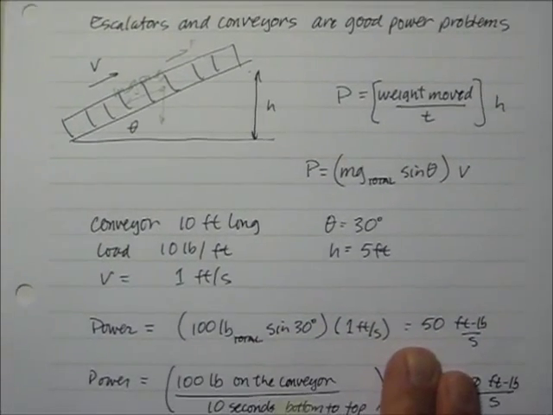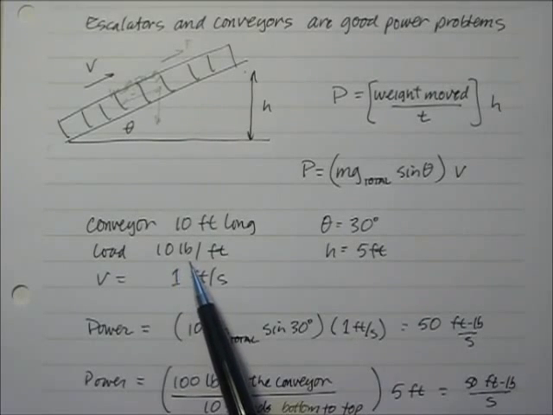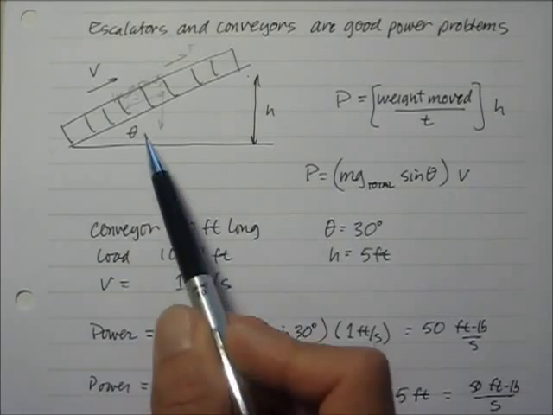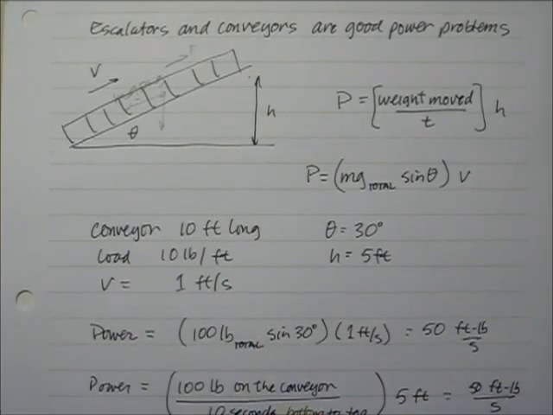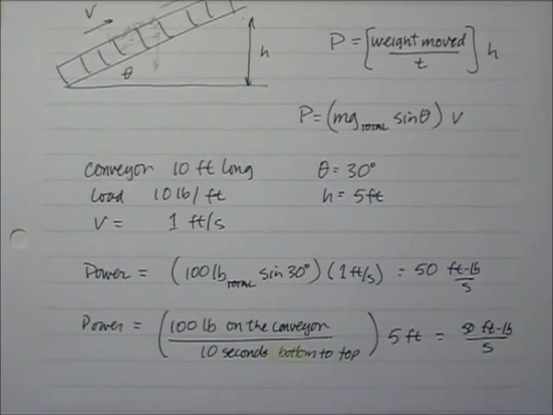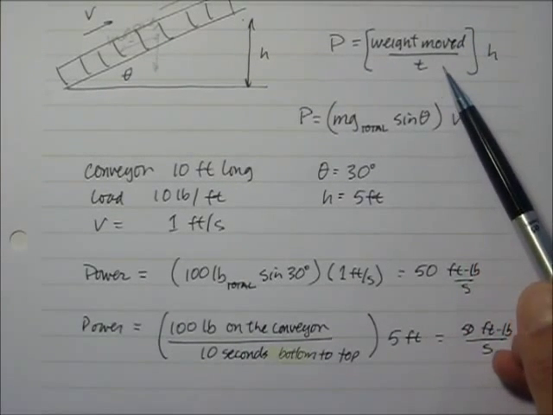All right, let's say we got our conveyor. It's 10 feet long, and the load is 10 pounds per foot, which means that the total load is going to be 100 pounds. Let's say our speed of the conveyor is 1 foot per second. Let's say that theta is 30 degrees, which means if this is 10 feet long, then our height total is 5 feet.